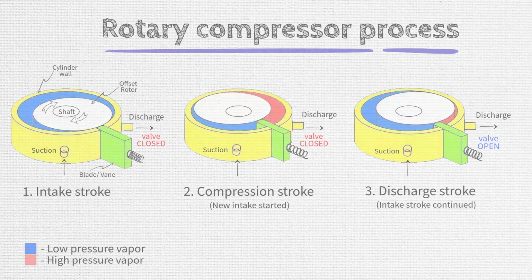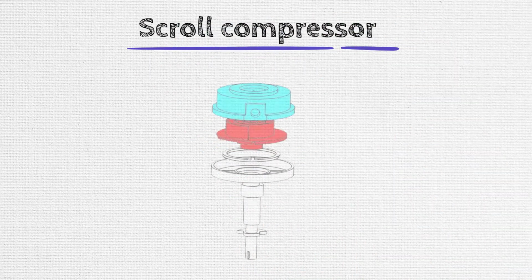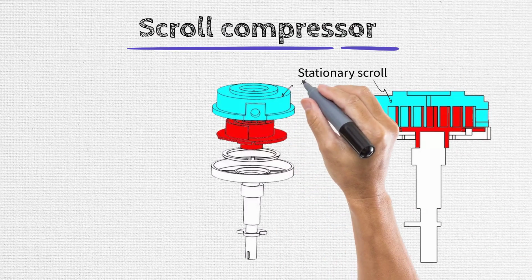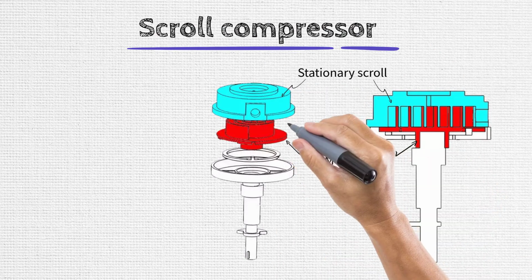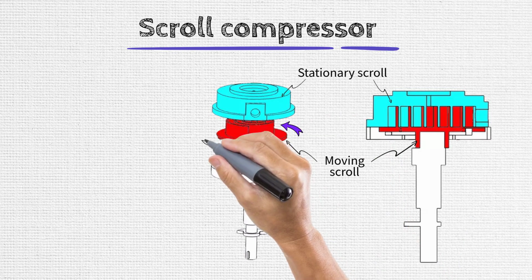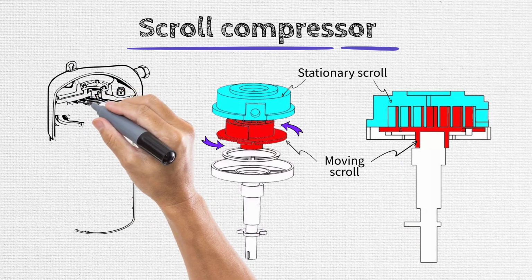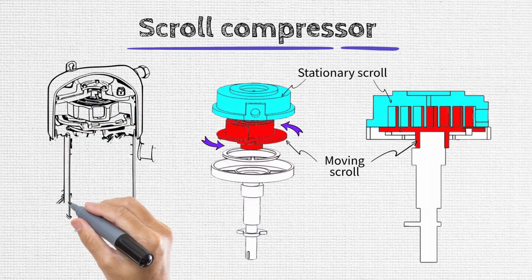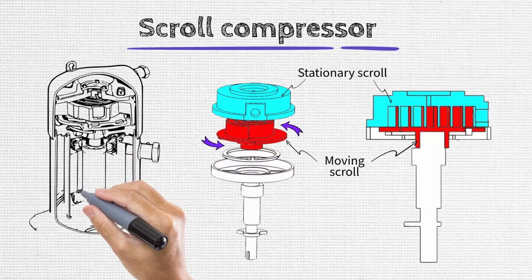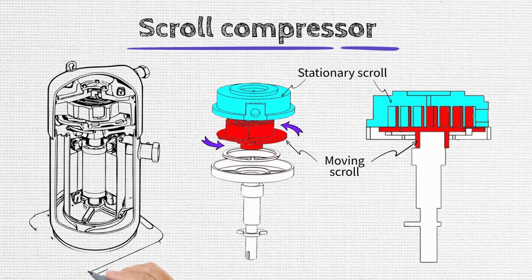A scroll compressor generates vapor compression within the confines of a stationary scroll and a moving scroll. The primary components responsible for compression are these two interlocking scrolls. One of the scrolls is secured to the housing and stays in place, whereas the orbiting scroll rotates in an eccentric trajectory around the center of the fixed scroll.